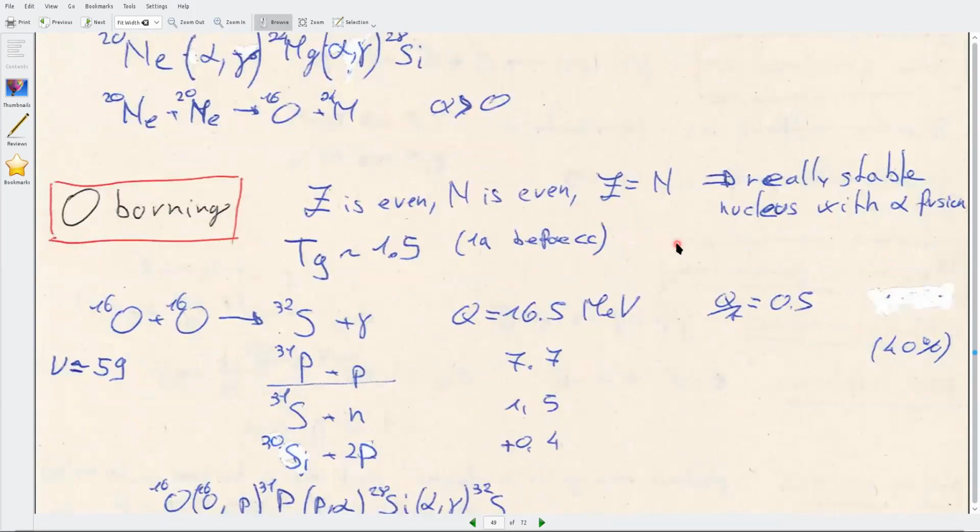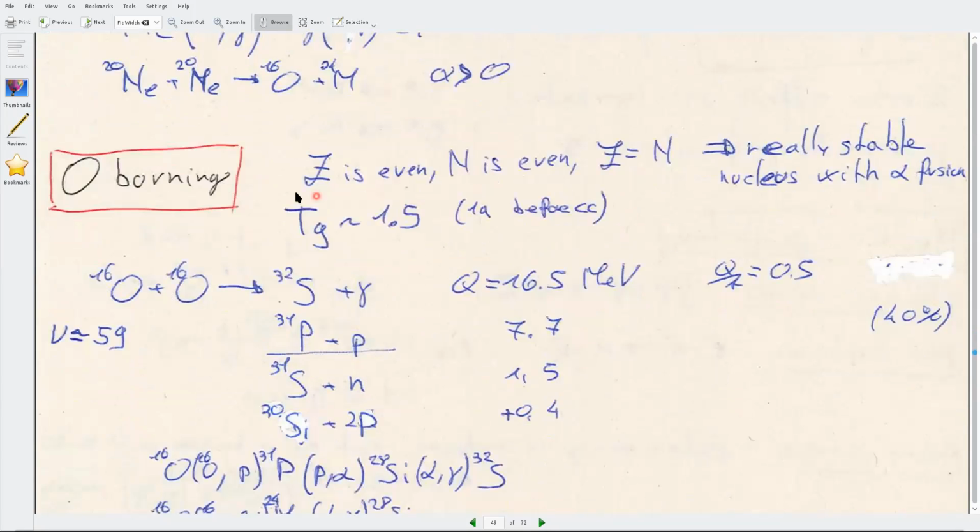Oxygen burning. Oxygen is a really stable nucleus, so it is not easy to fuse. So you need 1.5 billion Kelvin to produce it.